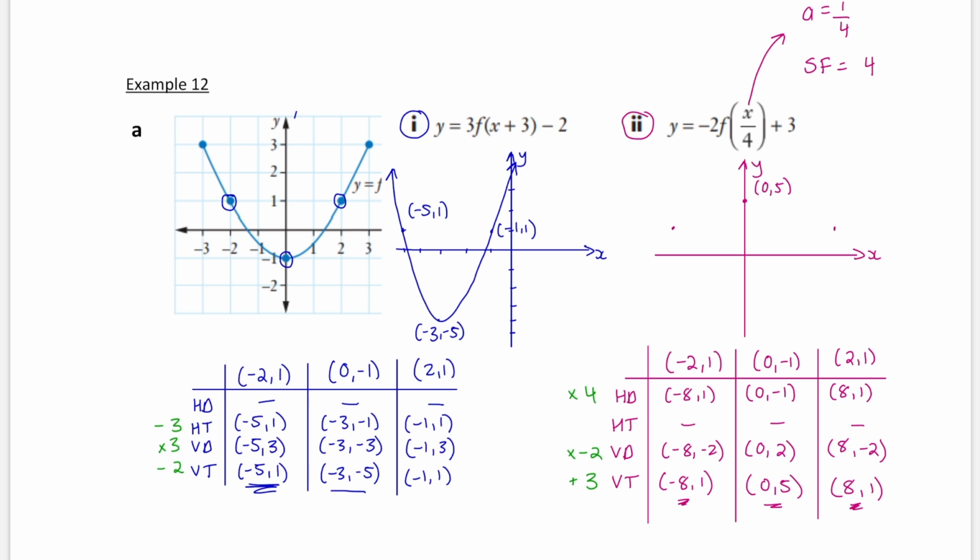Now notice here, that makes sense because notice that this graph has a reflection. So here it's going to be concave down. I'll just make sure to match that up a little bit better. So here I have -8 and 1, 0, 5, and then I have 8 and 1, and that becomes my transformed function.